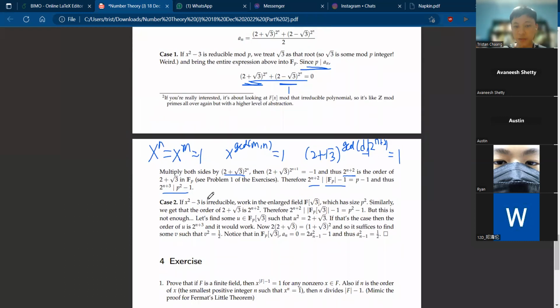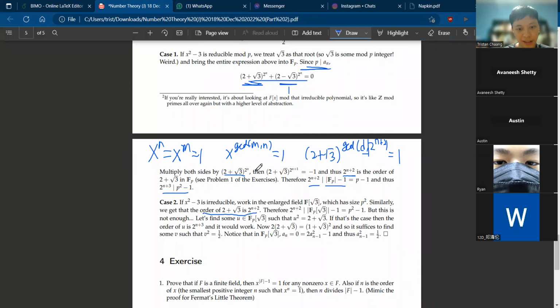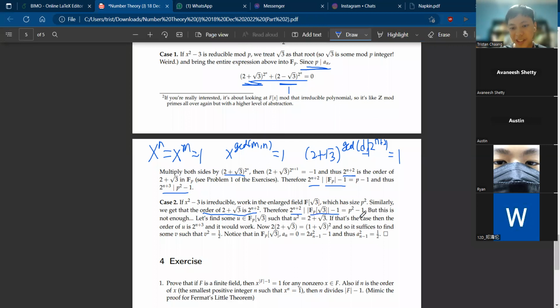Now, if it's irreducible, that means square root 3 doesn't exist. We can work in the enlarged field F_p(square root 3), which I forgot to write p there, but never mind. So if you repeat the same steps again, you will get that the order is still 2^(n+2). So just repeat everything before. This gives us that 2^(n+2) divides the size of the field minus 1, which in this case directly gives us p squared minus 1.